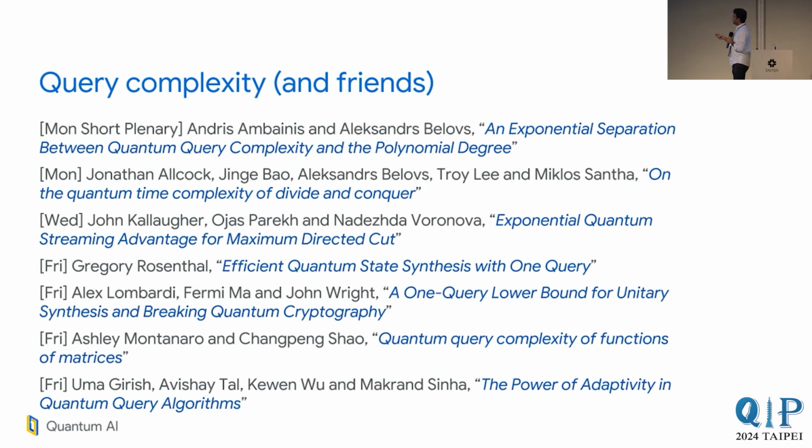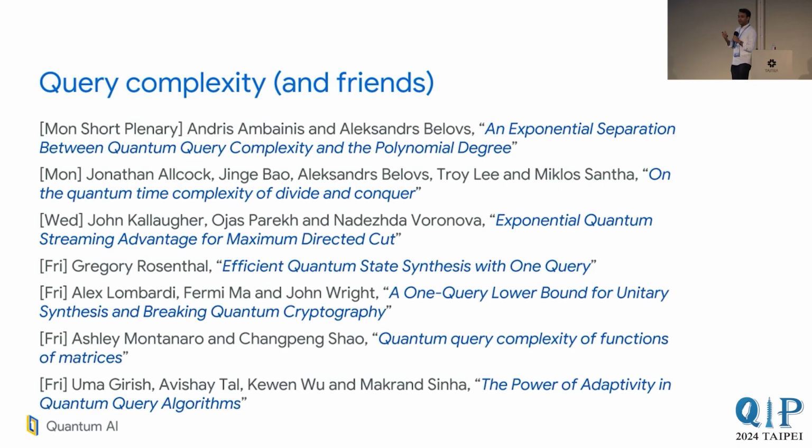This is not query complexity. It's streaming algorithms. It's related to query complexity. You have access to input data through a stream, and it gives you the first example of an exponential quantum advantage in streaming for a natural problem, max directed cut, not a problem that was invented specifically to show this separation.